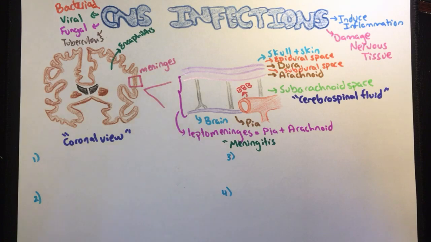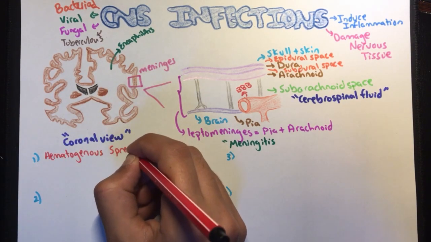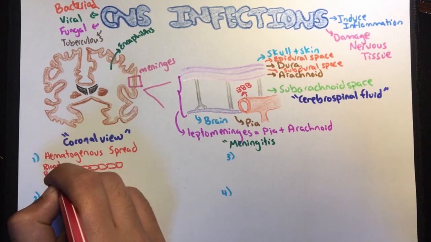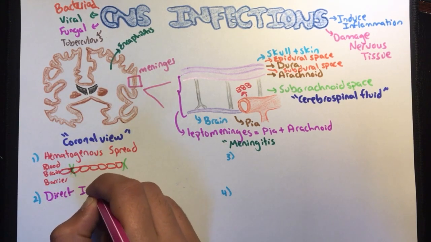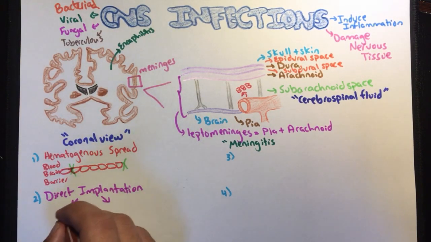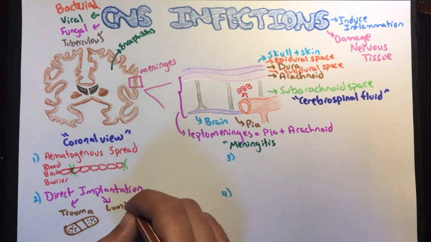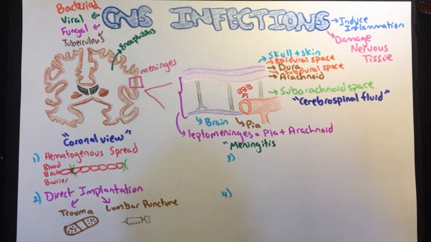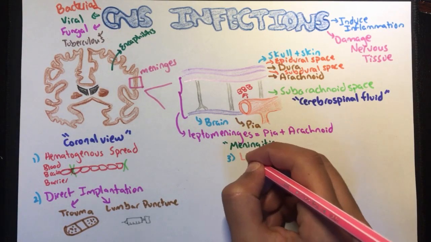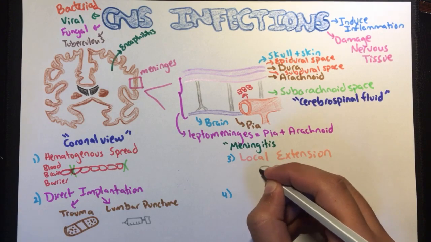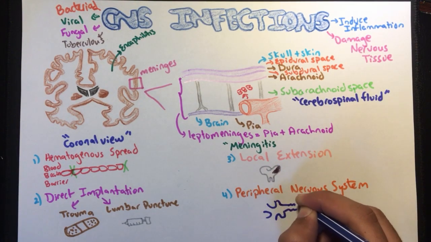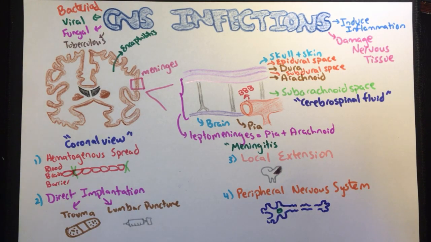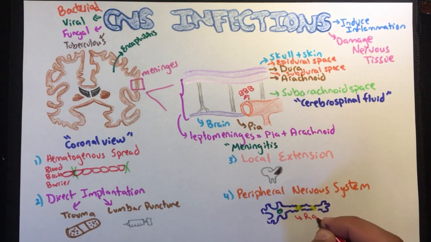There are four ways. The first one is hematogenous spread by arteries due to a blood-brain barrier defect or anastomosis of veins and sinuses of the skull. The second method is what we call direct implantation, post-traumatic or due to a lumbar puncture in which the needle introduces microorganisms to the cerebrospinal fluid. The third way is local extension from the skull or spine, from an infected tooth or osteomyelitis. The last means of spread is the peripheral nervous system, in which some pathogens such as rabies and herpes zoster can travel in the nerves.